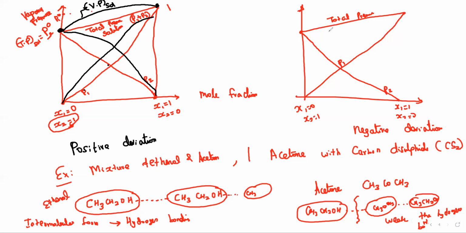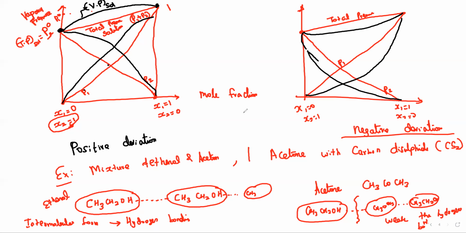What is negative deviation? The intermolecular strength is increased by adding the solute to the solvent. So only a smaller amount of gas molecules resides at the top surface of the solution. So it decreases the pressure. So it results in the negative deviation. So the observed pressure is less than the theoretical pressure. Is that clear?